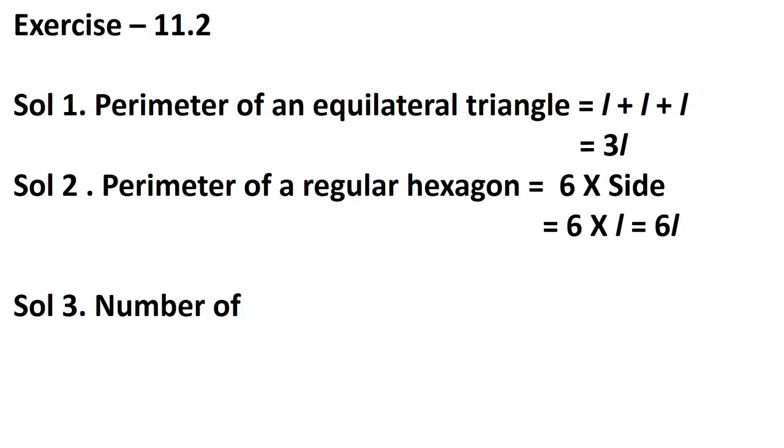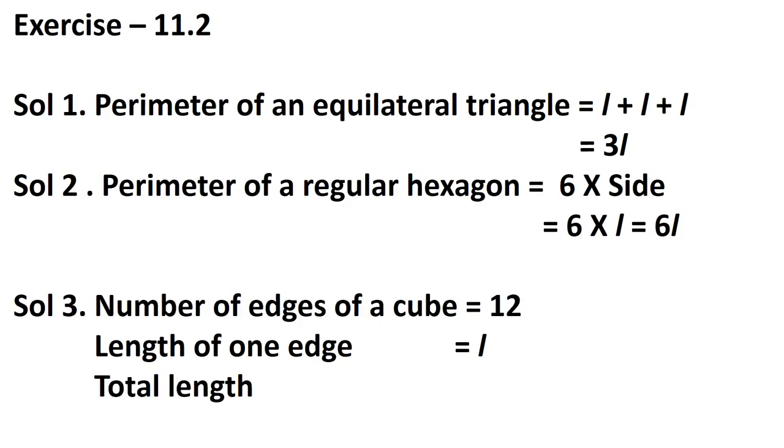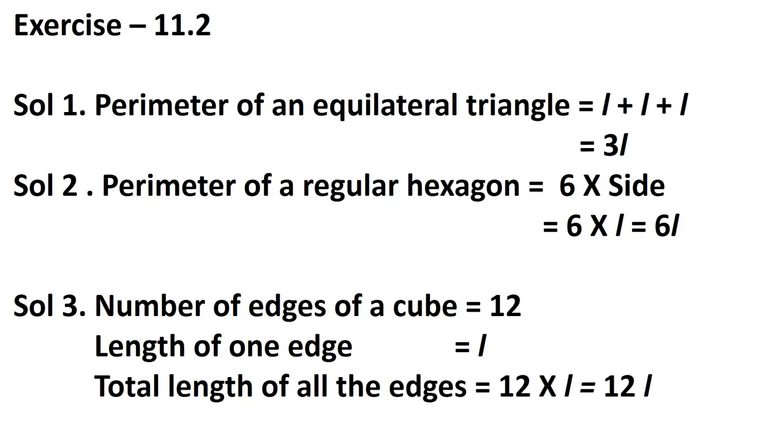Question number 3. The number of edges of a cube: a cube has 12 edges. Now the length of one edge is given to us, again L. So what is the total length of all the edges? The total length of all the edges is 12 multiplied by L, 12L. Because multiplication is repeated addition. So instead of adding L 12 times, we have done 12 multiplied by L, 12L.